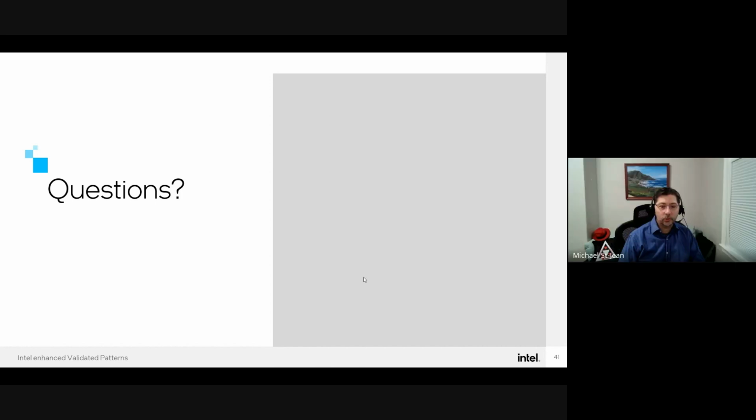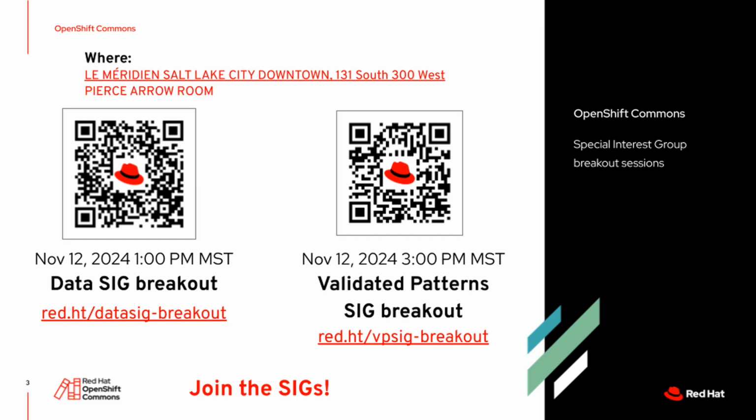Okay, great. I will take a moment to do a shameless plug for what's coming up in just a few weeks. We'll be at KubeCon. The day before KubeCon, we have an OpenShift Commons Colo event going on, and on November 12th, we will have a couple of special interest group breakout sessions, and Validated Patterns is one of them. If you are intending to be in Salt Lake City on November 12th, registration is free for OpenShift Commons, and please come join us in the Validated Patterns SIG.